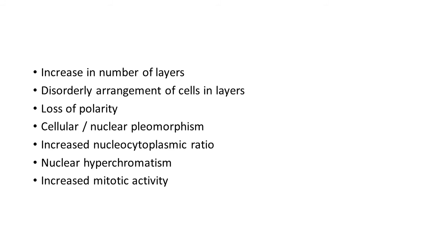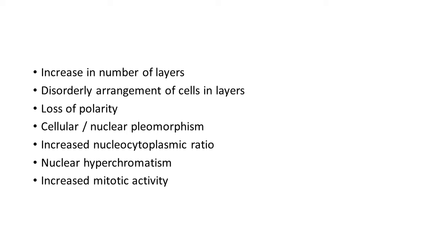And what are those disorders, or what are the features of this disorderly growth? That we will see now. The features include increase in number of layers. In multilayered epithelium, there is increase in number of layers than what is normal. Number 2, there can be disorderly arrangement of cells within these layers. The cells are not properly arranged.